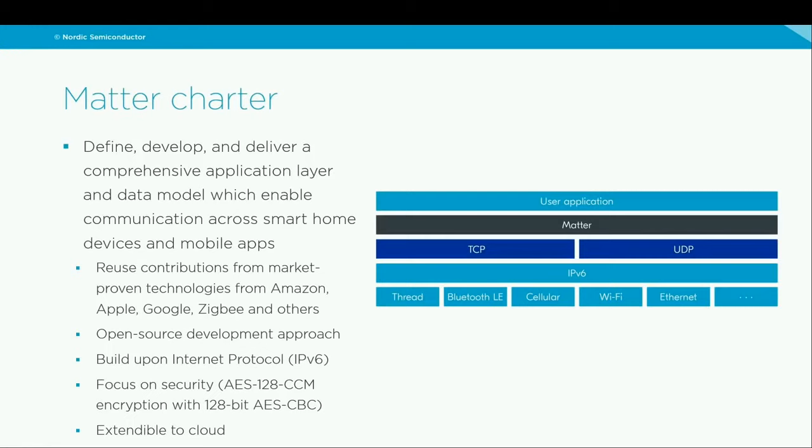So another observation you can make at this point: Zigbee or Bluetooth Mesh do not support IP, so they are not in scope of Matter. Bluetooth Low Energy is a special case, which will be discussed in more detail shortly.